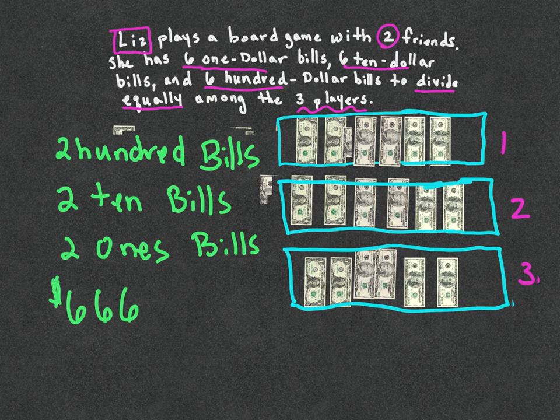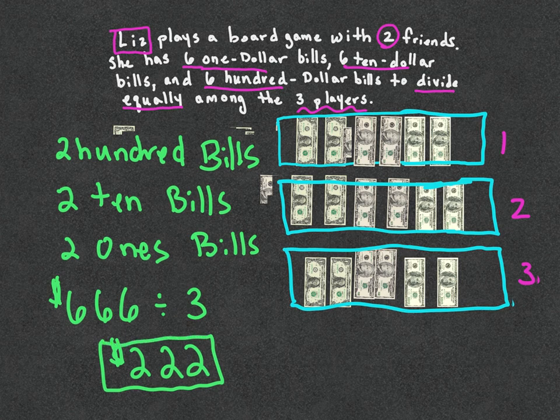$666 divided among the three players would give us $222. So each player is going to get $222.